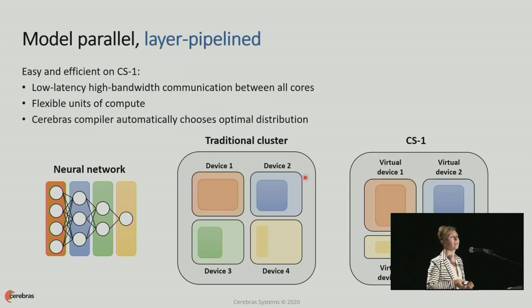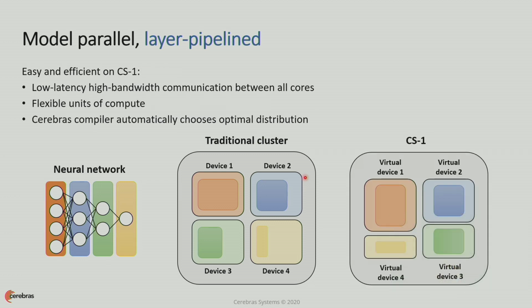On CS1, this layer pipeline execution is very easy and efficient, and that's because our pool of compute is very flexible, it's very fudgeable. So instead of having fixed units of compute, we can allocate what you can think of as virtual devices, and each virtual device will have just the right amount of cores for this specific layer. So you can optimize the whole placement of the workload on the chip towards the specific model which you're trying to train. So model parallelism is our primary way to distribute computation across the cores.